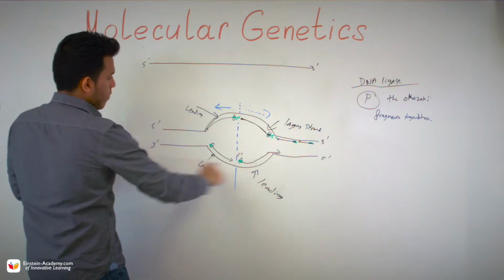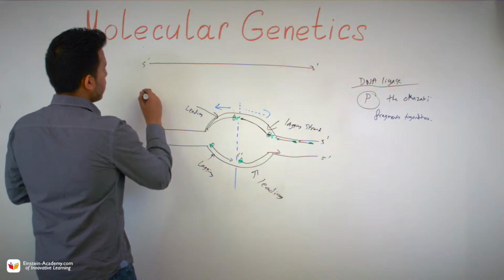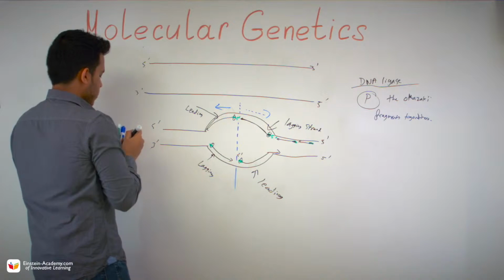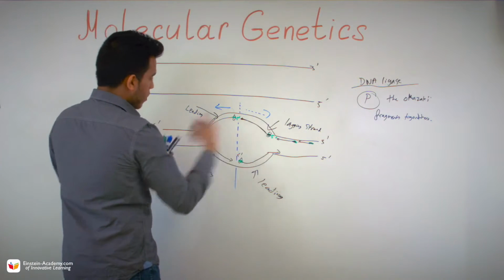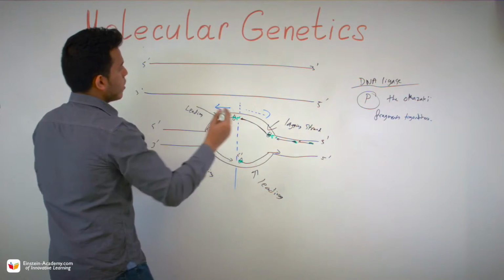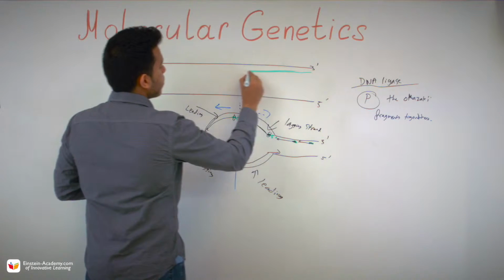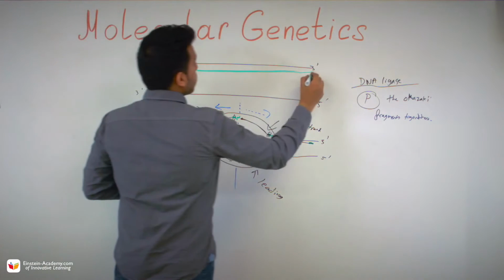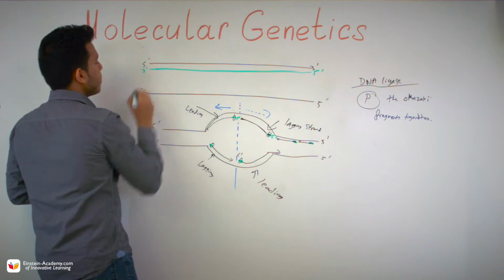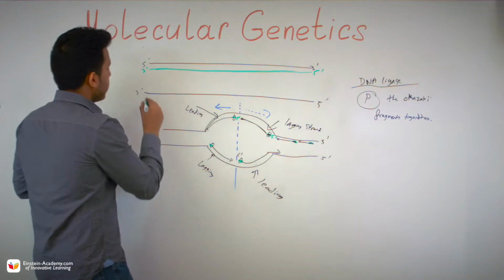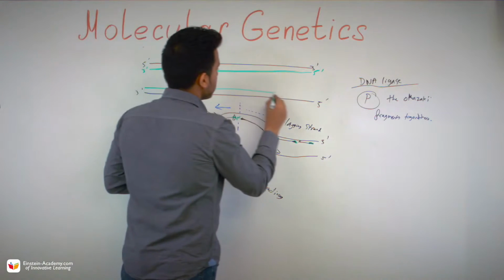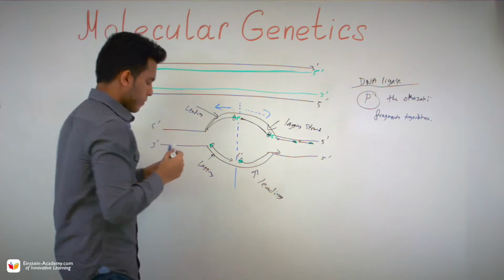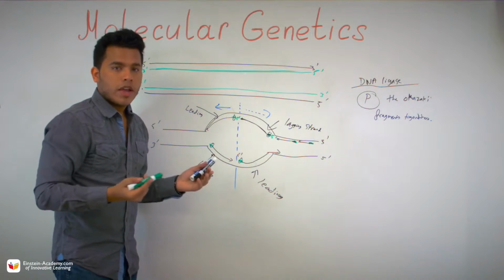And our bottom strand over here would be 5' to 3'. And we would make a new strand eventually. So we would make a new strand, and this would be 5' to 3'. And we would make a new strand here as well, 5' to 3'. This is how we replicate our DNA.